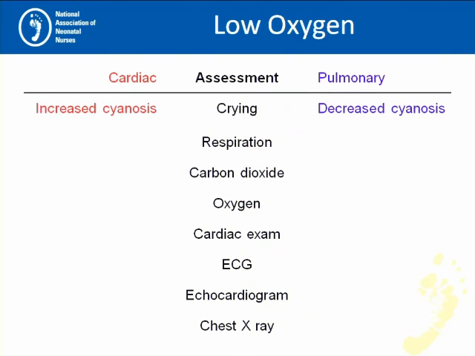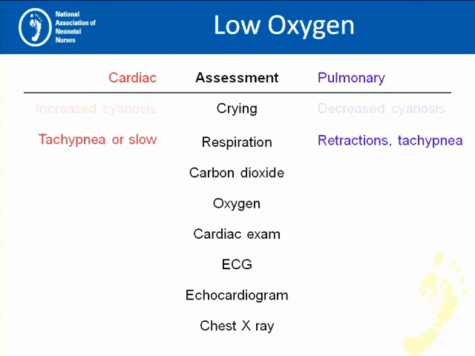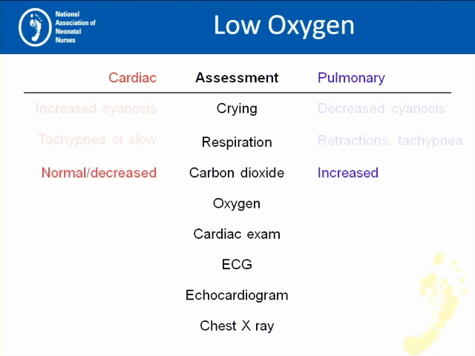Crying. Cardiac etiologies will have increased cyanosis. Pulmonary etiologies will have decreased cyanosis. Respiratory pattern. Cardiac etiologies may have tachypnea or slow, deep respirations. Pulmonary etiologies may have retractions, grunting, and tachypnea. Carbon dioxide level. Cardiac etiologies may have normal or decreased level. Pulmonary etiologies may have increased level.